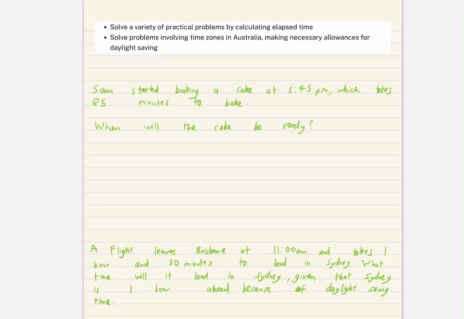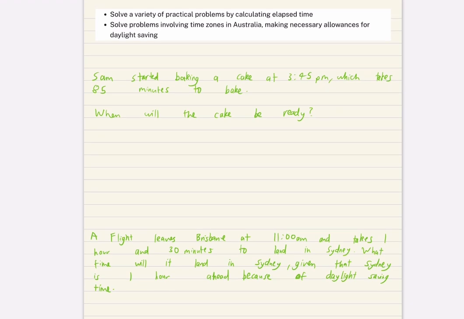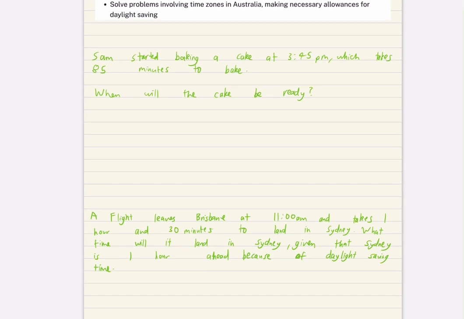Next, we have another two examples, based on these two points: solve a variety of practical problems by calculating elapsed time, and solve problems involving time zones in Australia, making necessary allowances for daylight saving. So if we look at the first question here, Sam started baking a cake at 3:45 p.m., which takes 85 minutes to bake. When will the cake be ready?